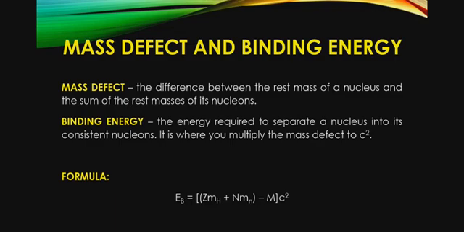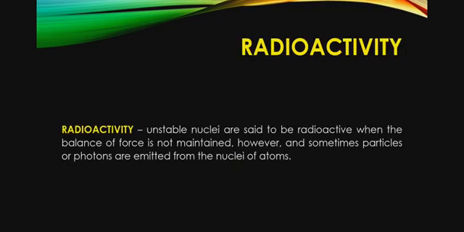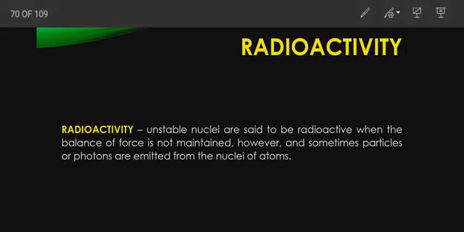Next is mass defect and binding energy. The mass defect is the difference between the rest mass of a nucleus and the sum of the rest masses of its nucleons, while the binding energy is the energy required to separate a nucleus into its constituent nucleons. It is where you multiply the mass defect by c squared. From the word difference, subtraction, then some addition. So, sample problem.